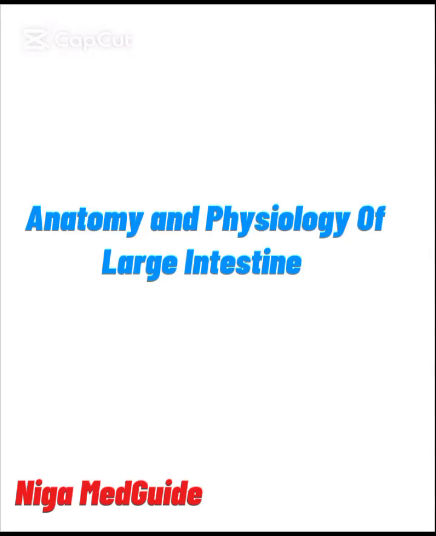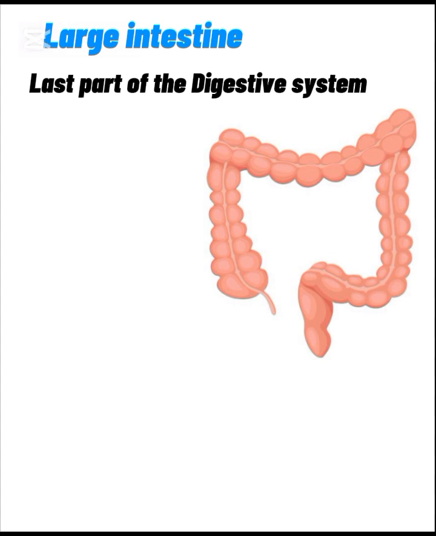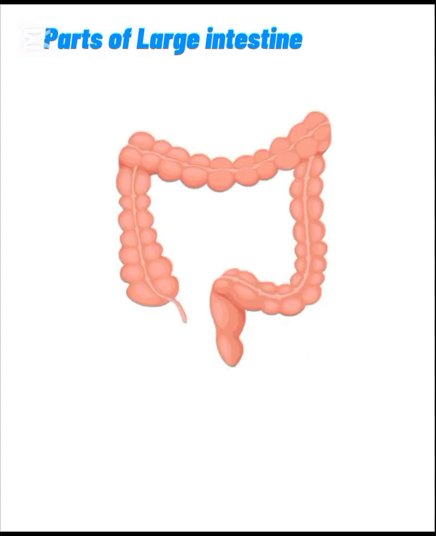Welcome to Niga MedGuide. Today we will discuss anatomy and physiology of the large intestine. The large intestine is the last part of the digestive system. Its length is about 1.5 meters and diameter is about 6.5 centimeters. That is much larger than the small intestine.